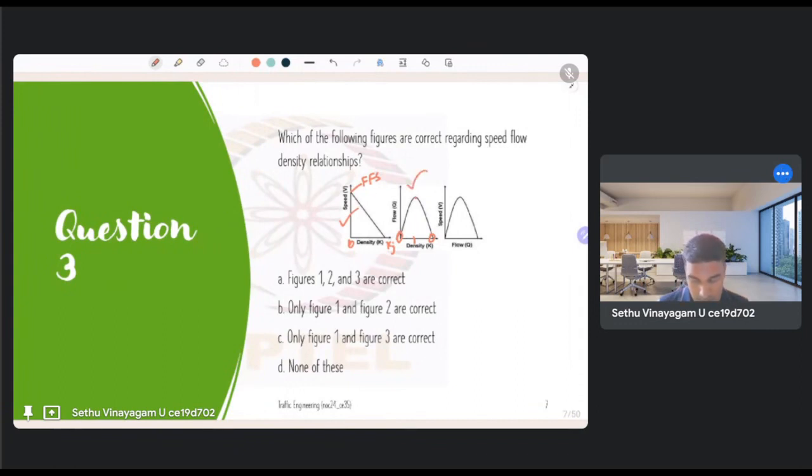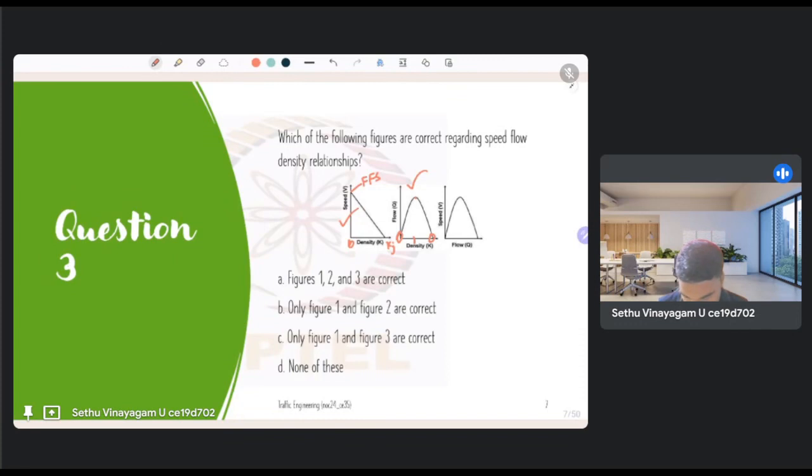The third one, speed versus flow, this relationship is not correct, because we can get this third relationship by combining the first and the second ones. So what do we know? When density is 0, we have the highest speed, the free flow speed, and we also have the least flow, so 0 flow.